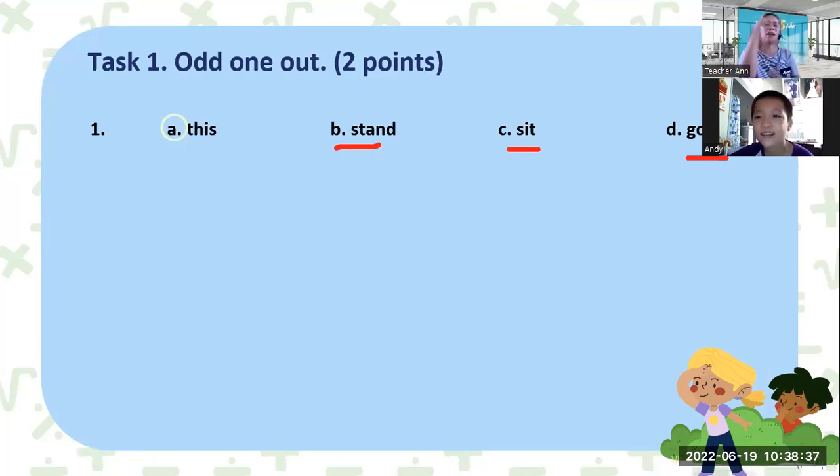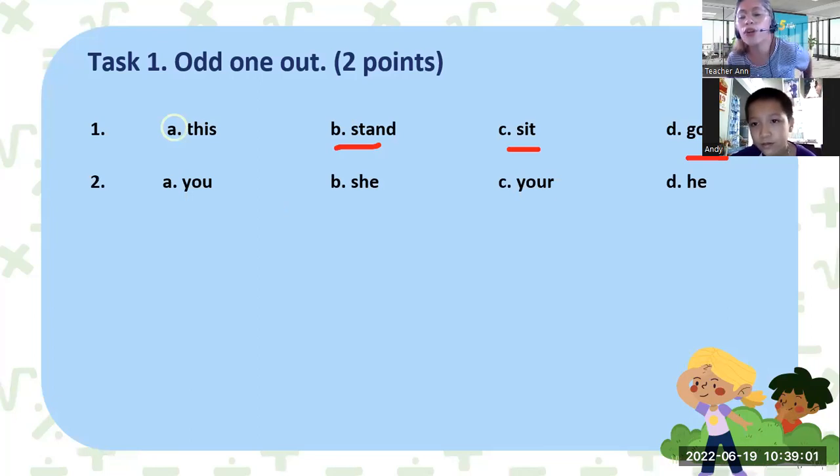Yes. Okay, very good. Okay, number two. Look at this one. You, she, me, your, she, or he? These are all pronouns. So what do you think is the difference? You, she, your, or he? What is the difference?